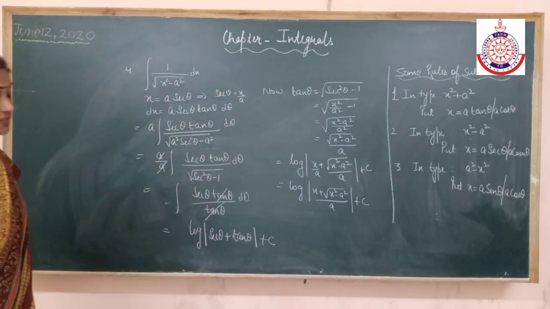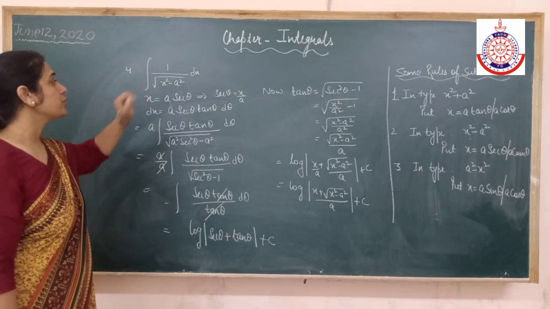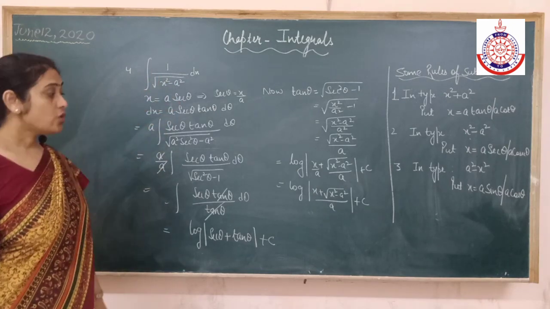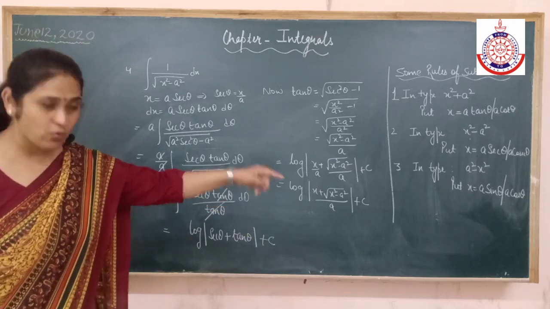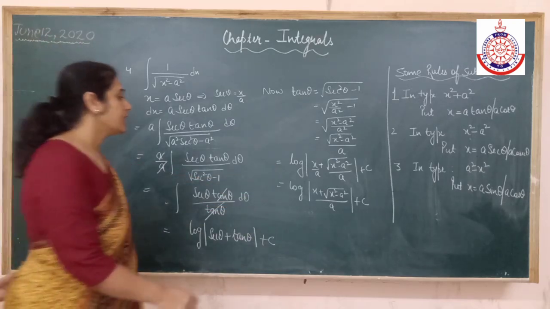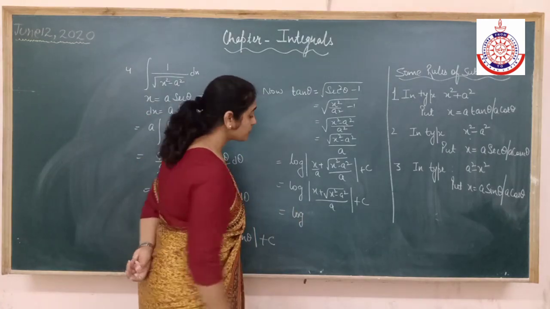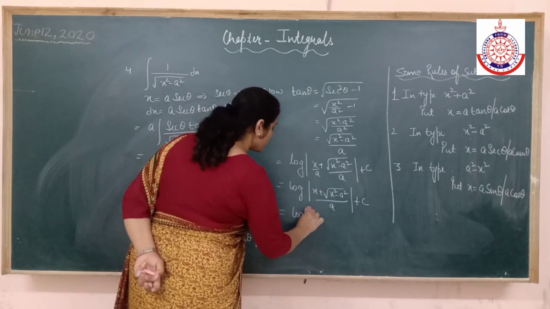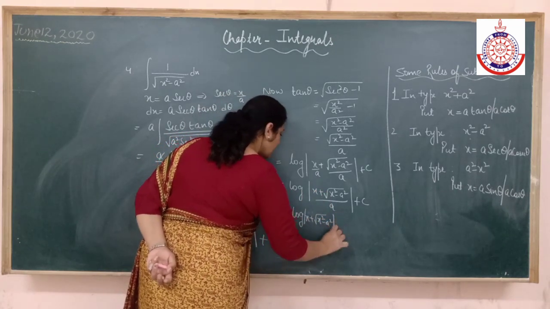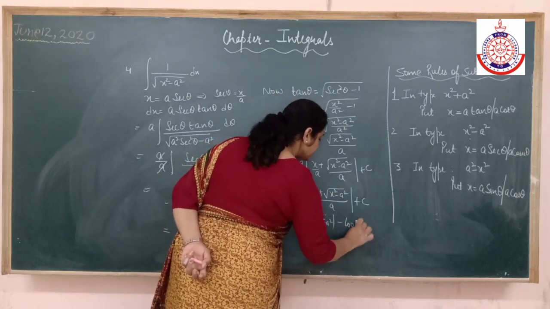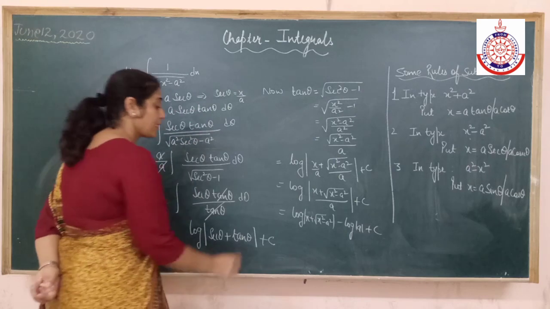Now if I correlate with the formula which we did, the formula of it was 1 upon under root x square minus a square was log of x plus under root x square minus a square. A wasn't there. So what I'm going to do, I'm going to apply the rule of log m upon n. What is log m upon n? Log m minus log n.